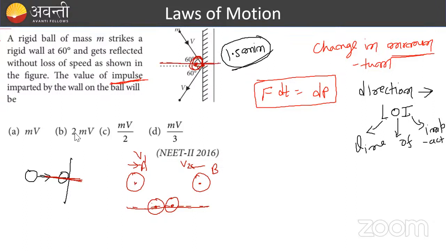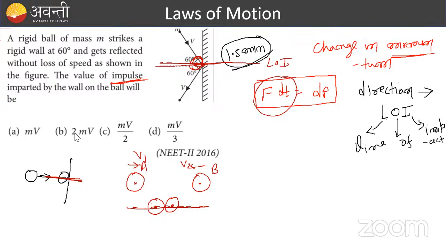Remember, in case of a ball striking the wall, it will always be the vertical line direction, okay, keep this in mind. So here, if the line of impact is this, then we need to calculate the change in momentum along this, because that is equal to the impulse, FΔt.